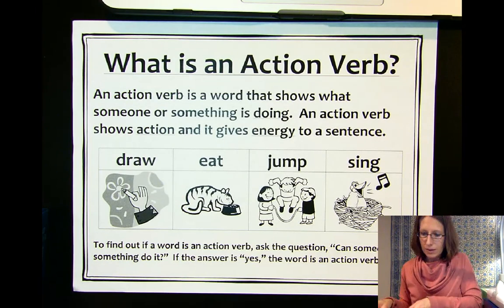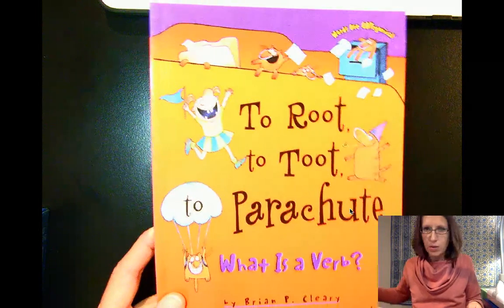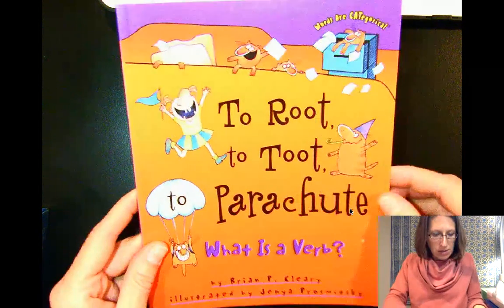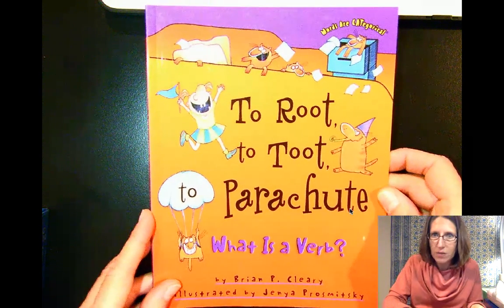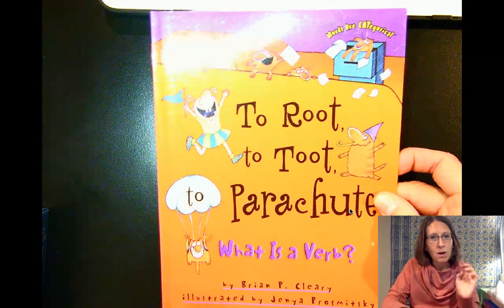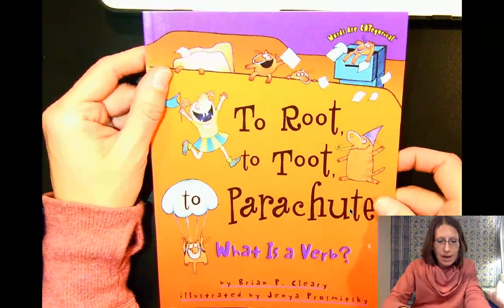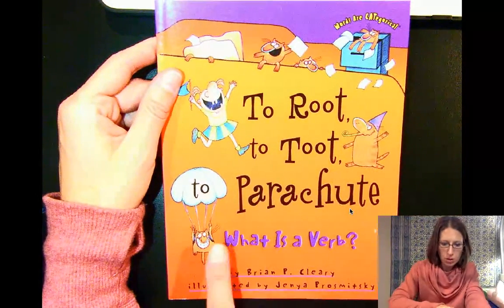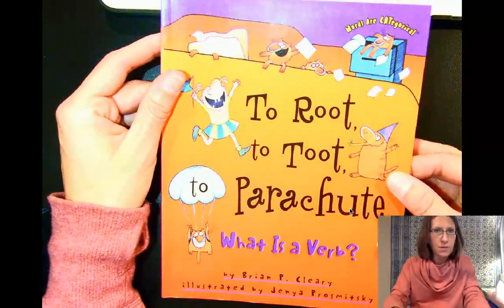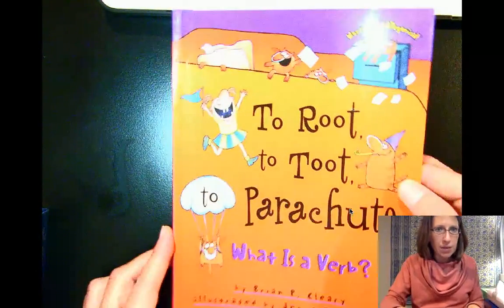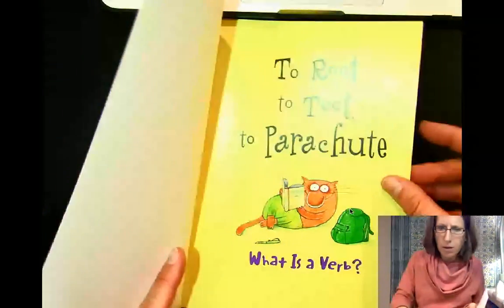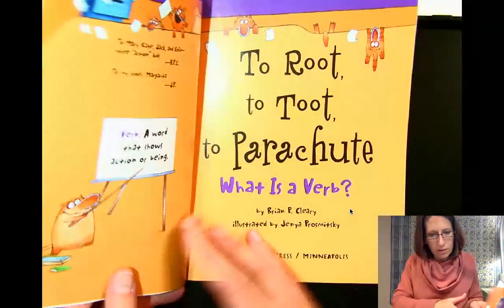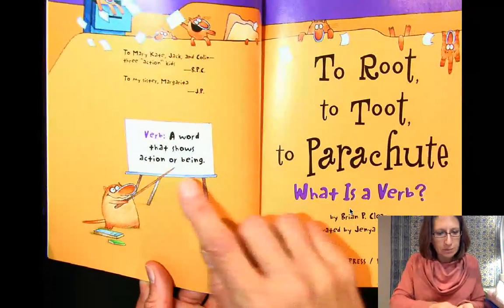So let's read a little bit about action verbs. I want to share this story with you. It is another one of our words are categorical stories, and it teaches us about some different parts of speech. So we've already learned about nouns. That is one part of speech. And we're going to learn about verbs today. To root, to toot, to parachute. What is a verb? So as I read this story, think about how do we know these words are verbs? To root, to toot, to parachute. What is a verb? Oh, and here they have a little definition for us.